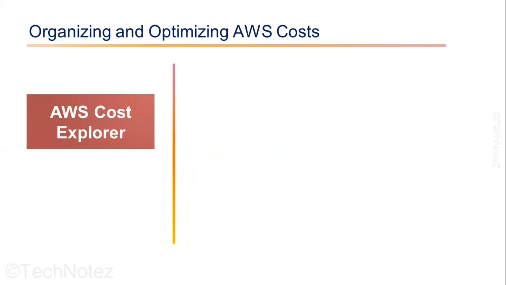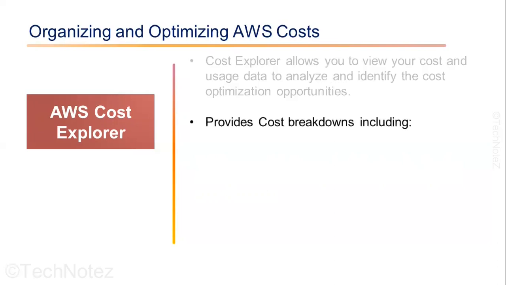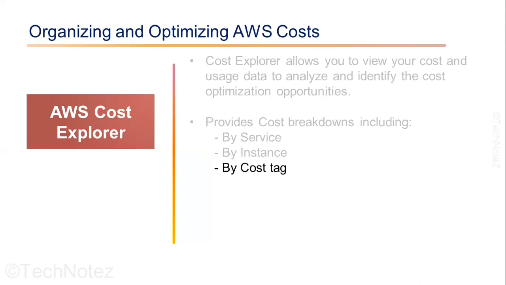If you are utilizing multiple AWS services like EC2 or S3, you would want to know how much you are spending on each service. AWS Cost Explorer is a tool that helps you to view your cost and usage data to analyze and identify the cost optimization opportunities. It helps you to see how much you are spending on each service and what the possibilities are to save money. It also provides cost and usage data for different levels of granularity, such as by service, by instance, or by tag, that allow you to drill down into specific areas of your AWS usage and cost.